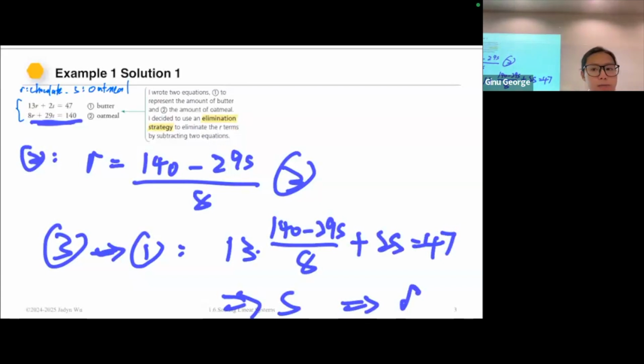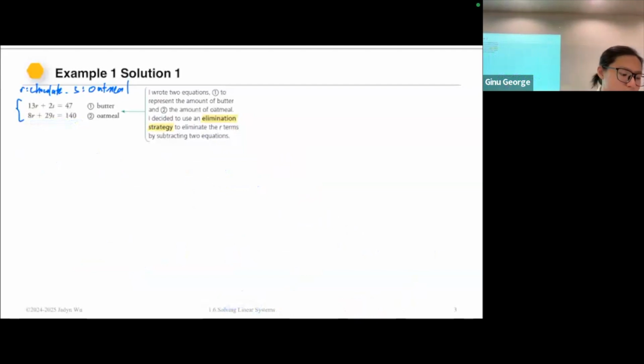But for this question, I will introduce a new method. I will go over the solutions here, and the new method will be called elimination. It will be the third method we are talking about today.